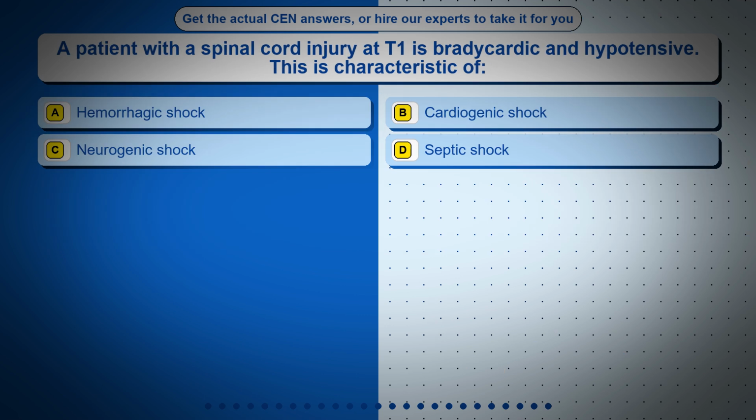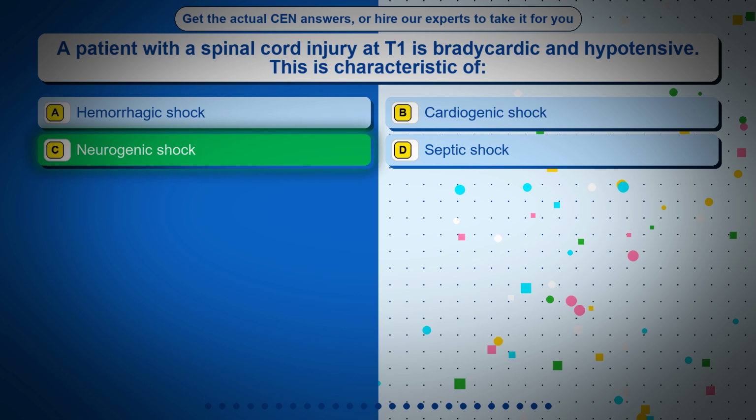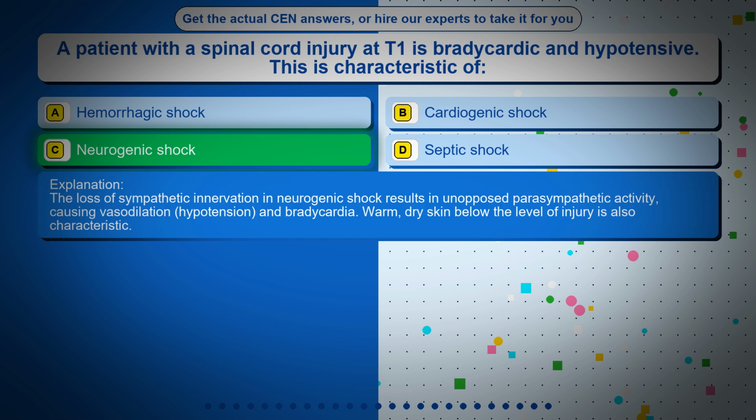Question 25. A patient with a spinal cord injury at T1 is bradycardic and hypertensive. This is characteristic of Option A, hemorrhagic shock, Option B, cardiogenic shock, Option C, neurogenic shock, Option D, septic shock. The correct answer is Option C, neurogenic shock. The loss of sympathetic innervation in neurogenic shock results in unopposed parasympathetic activity, causing vasodilation, hypotension, and bradycardia. Warm, dry skin below the level of injury is also characteristic.